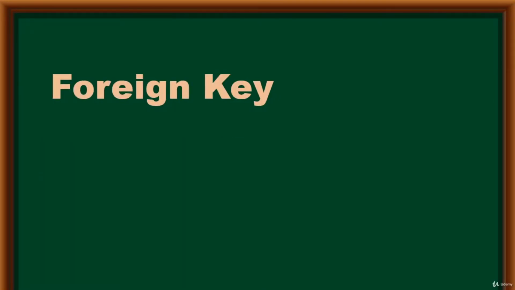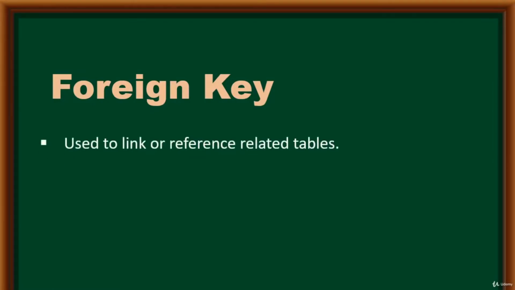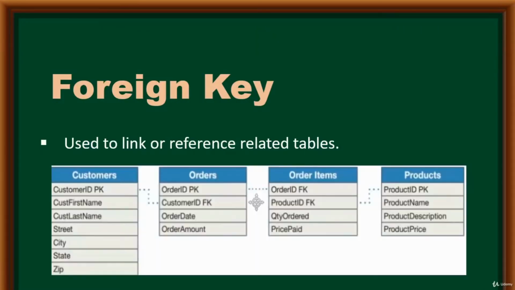The next concept is a foreign key. A foreign key basically is a key that is used to link two tables together. A foreign key can also be a collection of fields in one table that refers to the primary key in another table. So again, using this illustration here, in this table, for example, we've got customer ID as the primary key, while in this table called orders, we've got customer ID as the foreign key.